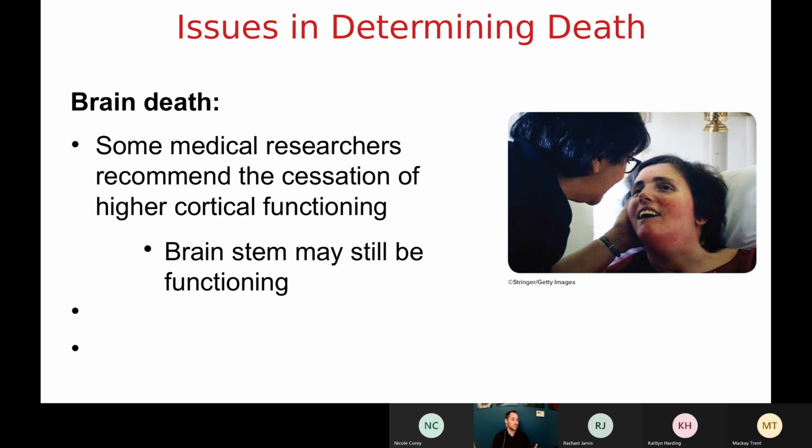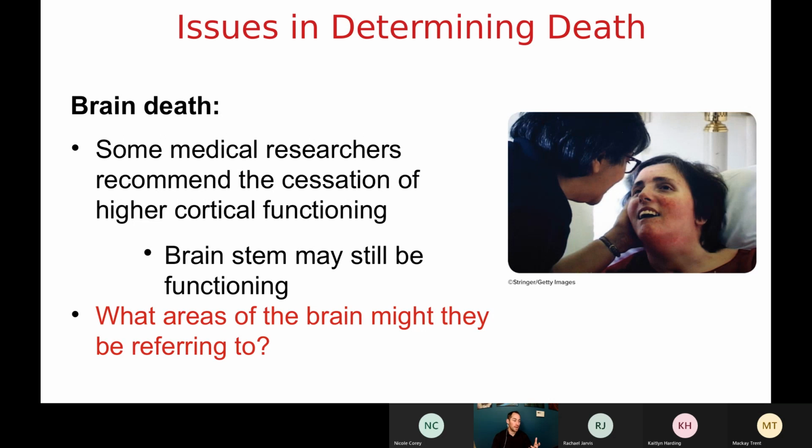Some medical researchers recommend the cessation of the higher cortical functions. So think about that, everything above the brainstem, that is what should be defined as brain death. And that the brainstem might still be running and still working properly, pumping your heart, so on and so forth.